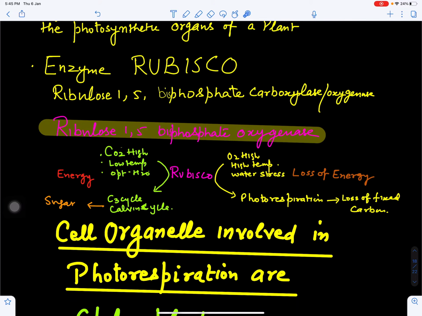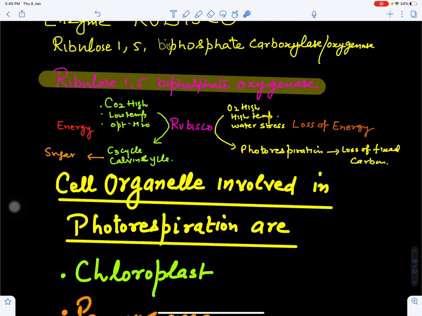So during photorespiration, this oxygenase part of the enzyme Rubisco is acting, and it is favored when oxygen is high, temperature is high, and water stress conditions are there. Loss of energy is taking place, leading to photorespiration. This is loss of fixed carbon dioxide. But when photosynthesis has to occur, carbon dioxide concentration is high, temperature is low and optimum, water stress conditions are not there, and proper availability of water is there, then the C3 cycle or Calvin cycle will be operative and the enzyme part activated is ribulose 1,5-bisphosphate carboxylase.